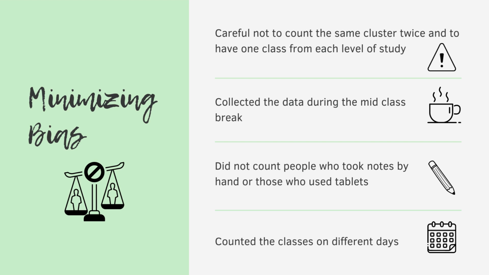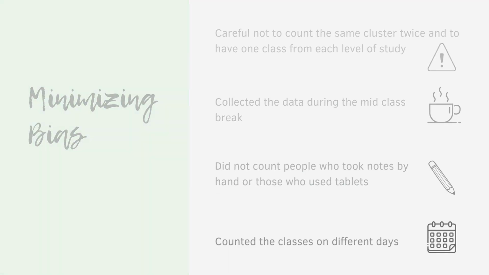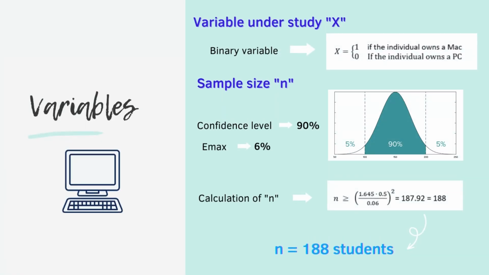Our study is based on observational data collection, which means we did not need to be concerned of the ethics protocol implicated in a survey, so our study respects ethical constraints. Now, for the variables. The indicator variable of interest is denoted by X and takes the binary form: 1 if the individual owns a Mac, and 0 if the individual owns a PC.